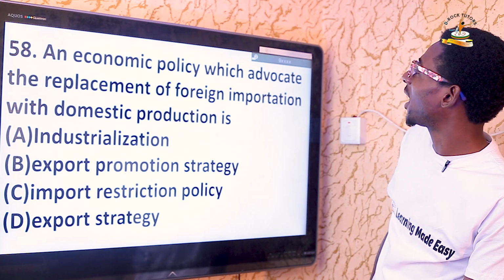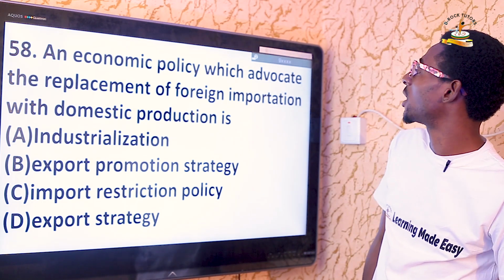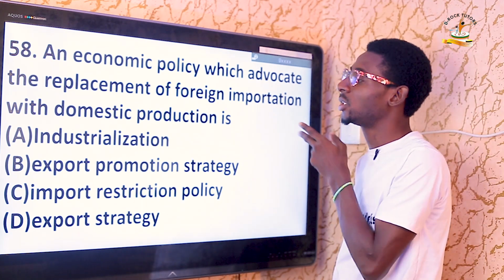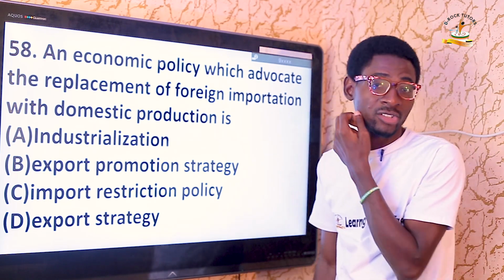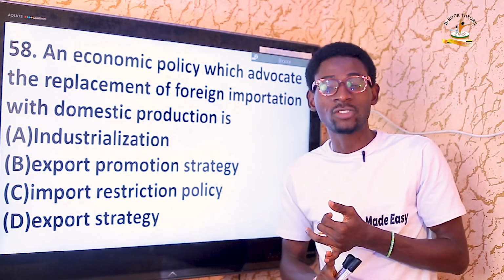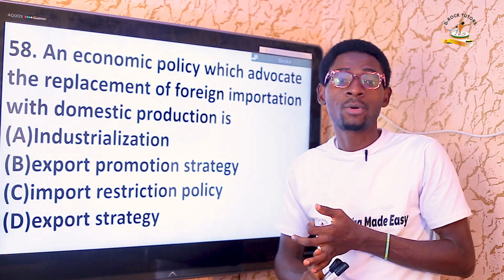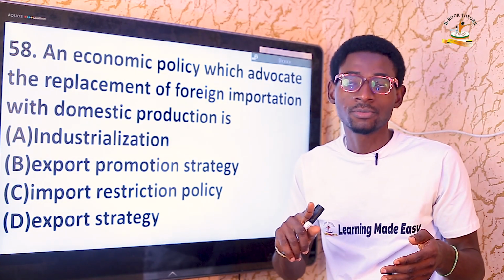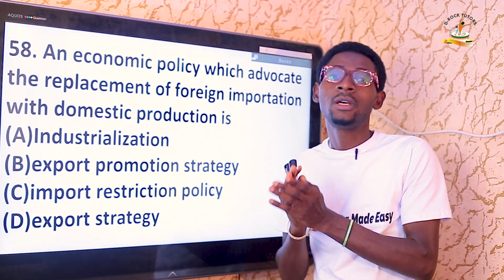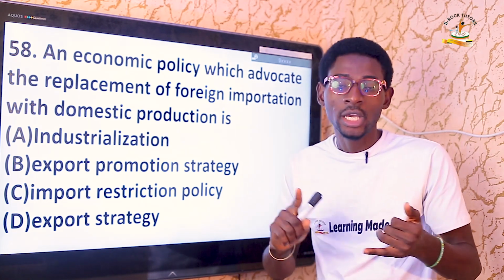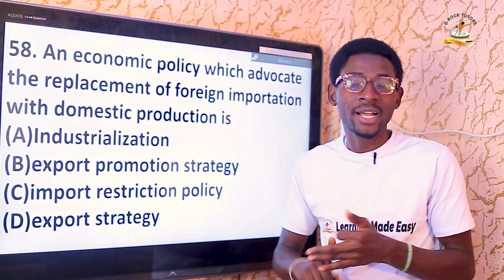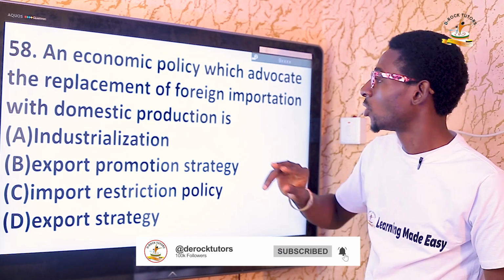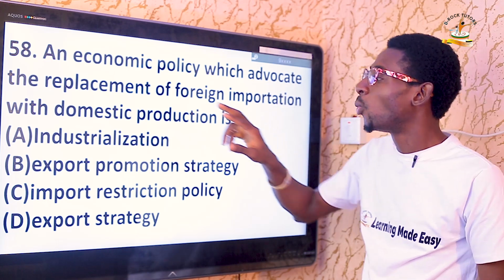58. An economic policy which advocates the replacement of foreign importation with domestic production is dash. All of these things are still under industrialization, and under it we have what we call location of industry, which is the siting of an industry, and localization of industry, which is the concentration of firms producing similar goods in a given area. We have privatization, commercialization, nationalization, industrialization. And one of the procedures of industrialization is import substitution. We have export promotion, marketing board, small and medium scale, and large scale industry. So the answer there is import restriction policy.